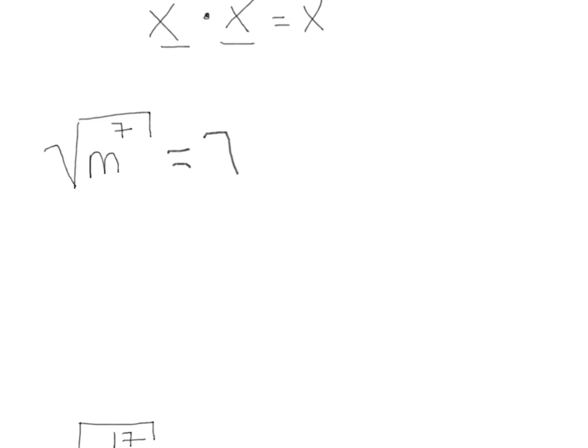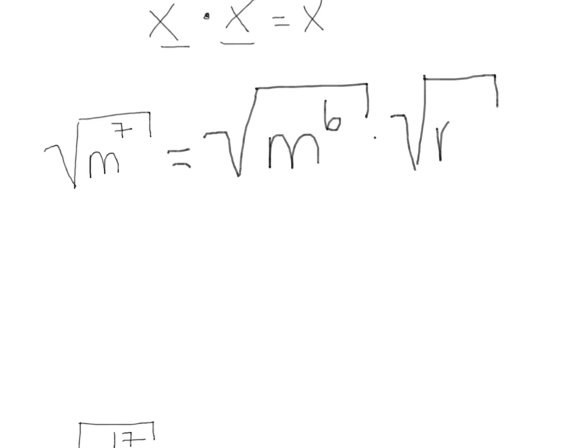My biggest perfect square that goes into m to the power of 7 is going to be m to the power of 6. Well, m to the power of 6 times m will give me m to the power of 7. So using my product property, I can break m to the power of 7 up like that. m to the power of 6 is the biggest perfect square that goes into m to the power of 7 because it is the biggest even exponent that goes into 7.